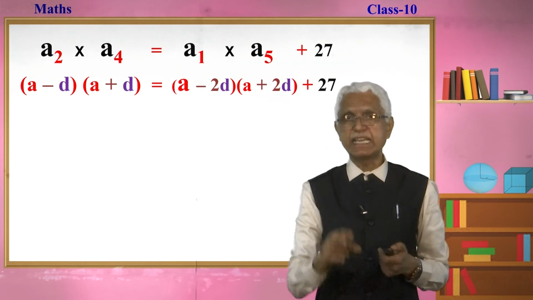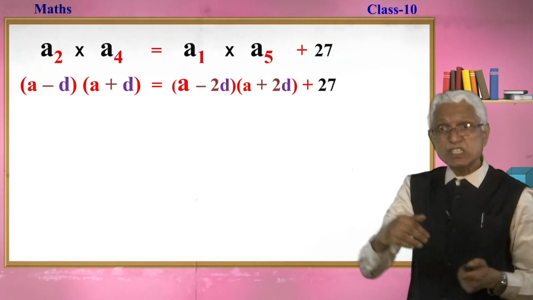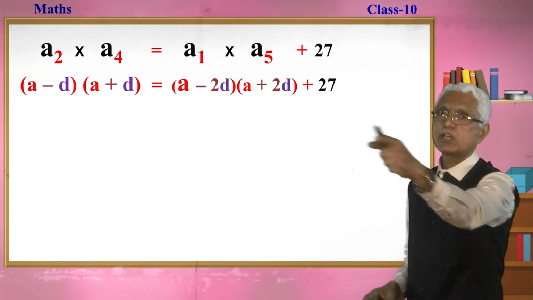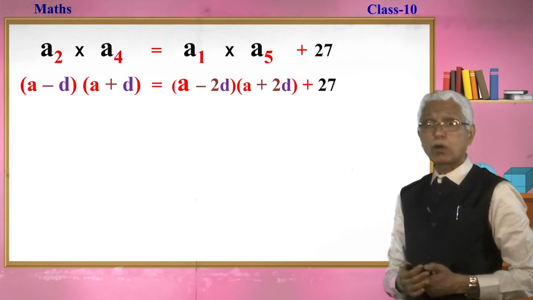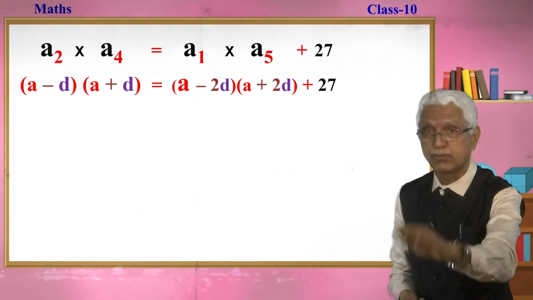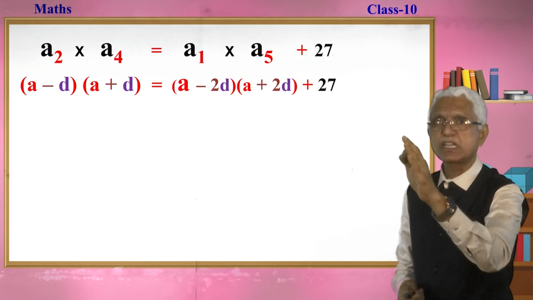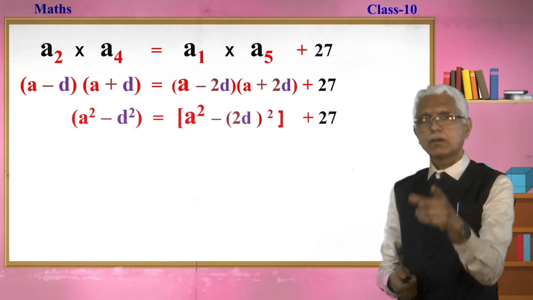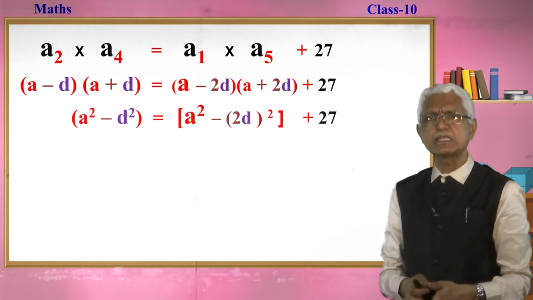A plus d. A minus d into a plus d is equal to, the first term was a minus 2d, the last term was a plus 2d. So, a minus 2d into a plus 2d plus 27. The product of the second and the fourth is equal to the product of the first and the fifth plus 27. Absolutely clear. What is a minus d into a plus d? Identity. A plus d into a minus d is a square minus d square.